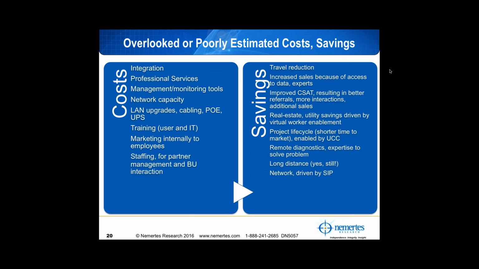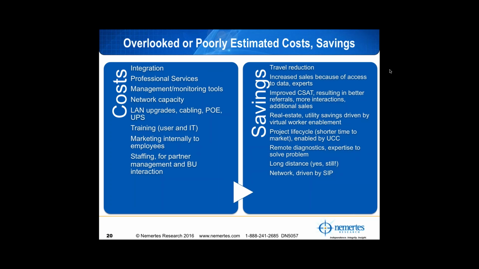Real estate even, and utility savings that are driven by enabling virtual workers. Project life cycle or product as well, just shorter time to market enabled by unified communications and collaboration. And then remote diagnostics. You think about things, whether it's healthcare or manufacturing, just having remote experts available to help solve a problem. How does that save money?